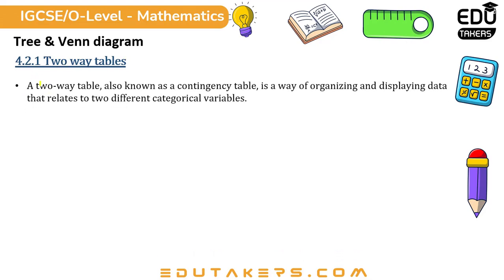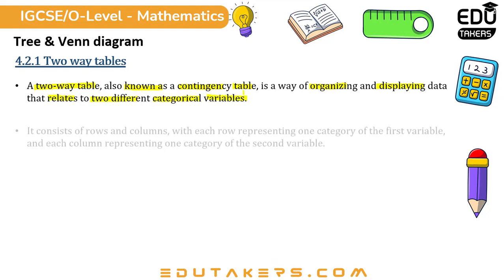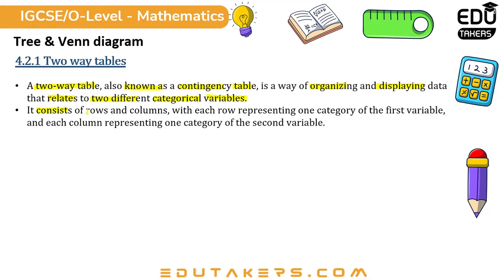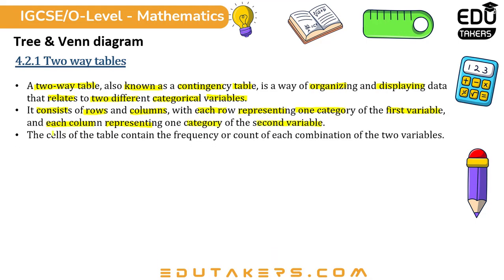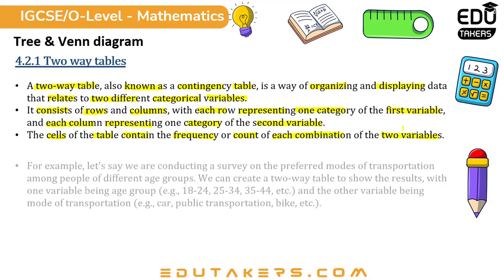Two-way tables. A two-way table, also known as a contingency table, is a way of organizing and displaying data that relates to two different categorical variables. It consists of rows and columns, with each row representing one category of the first variable and each column representing one category of the second variable. The cells of the table contain the frequency or count of each combination of the two variables.